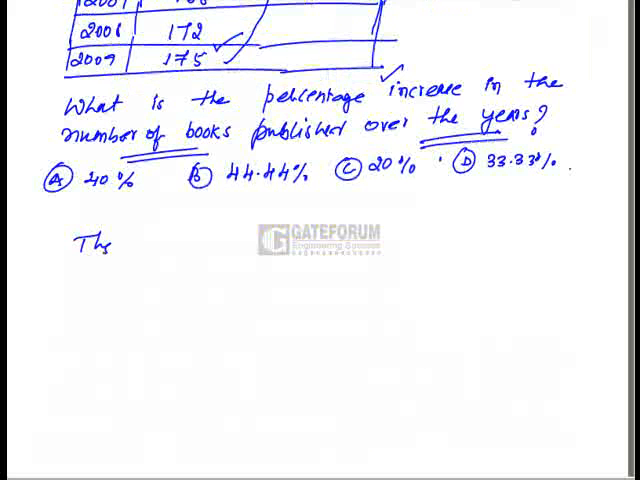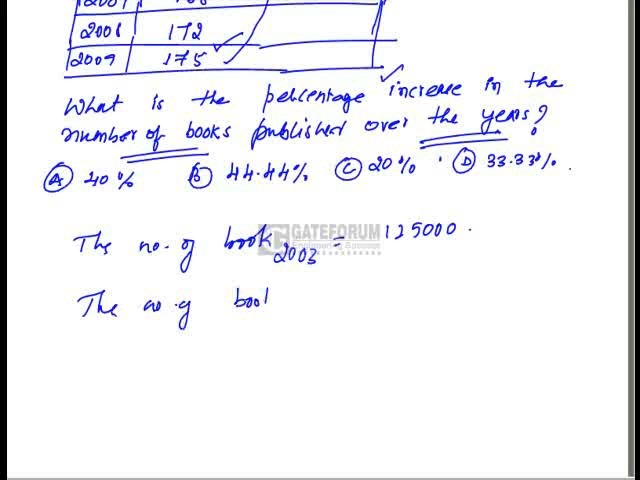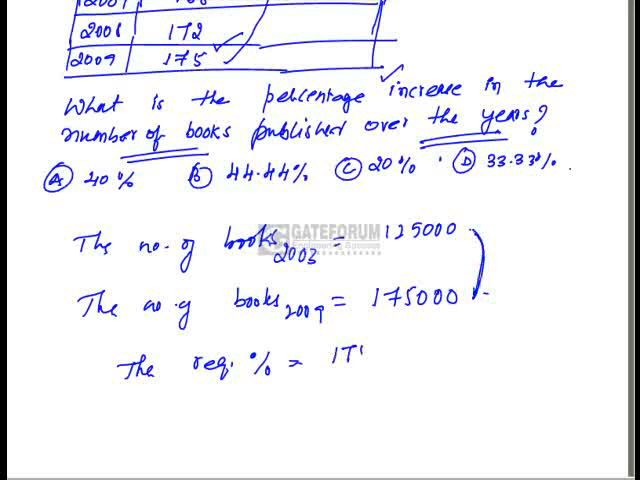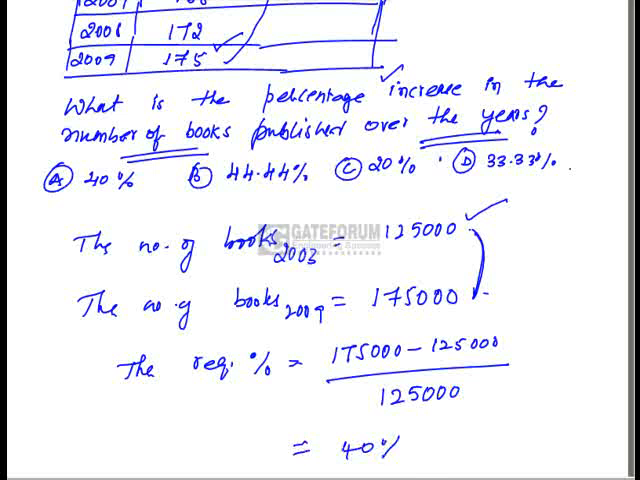Now we have to find the percentage difference between the first and last year. The number of books published in 2003 are 125,000. The number of books published in 2009 are 175,000. Now we have to find the percentage increase. So the required percentage is nothing but the increase in the books, which is 175,000 minus 125,000 upon 125,000, because initially it was 125,000. If we simplify, the value will be 40%. That is nothing but option A.